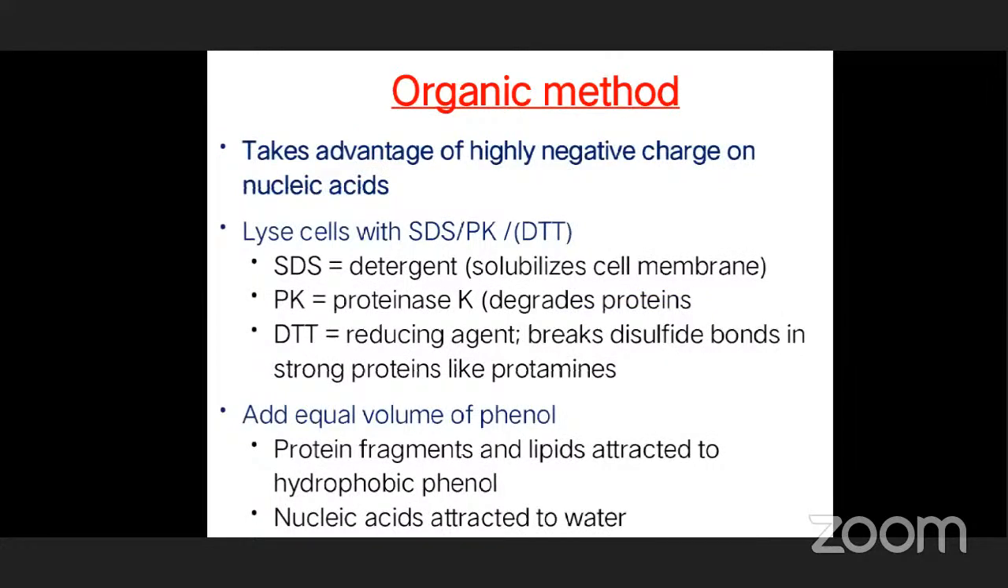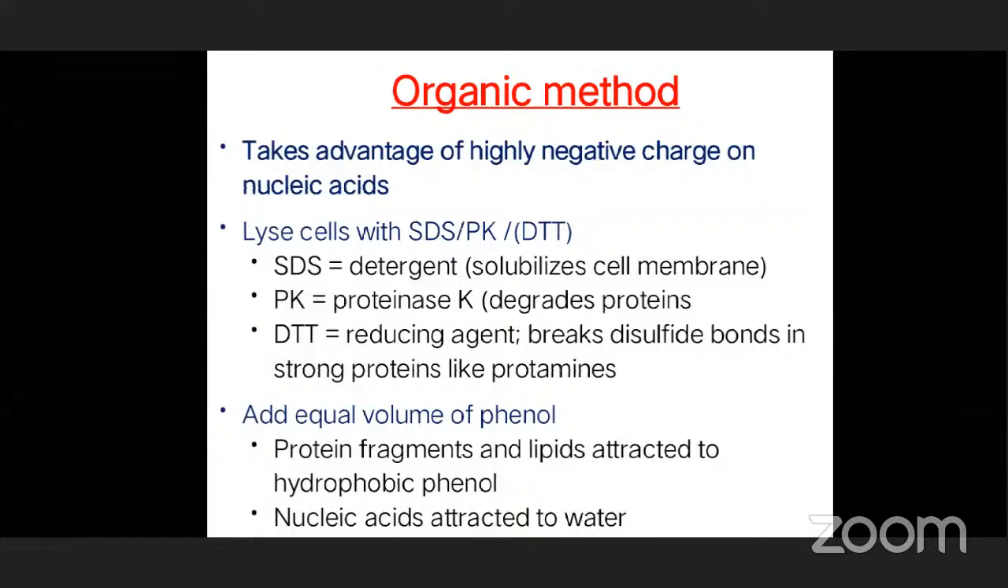Then see this slide, the organic method. Which chemicals are used for the organic method? First is the advantage of the highly negative charge of the nucleic acid. First, lyse cells with sodium dodecyl sulfate (SDS), PK meaning proteinase K, or DTT. SDS acts as a detergent for the removal of cell debris, carbohydrates, lipids, and proteins. SDS is used to solubilize the cell membrane, of RBCs or WBCs.